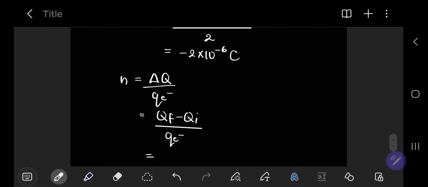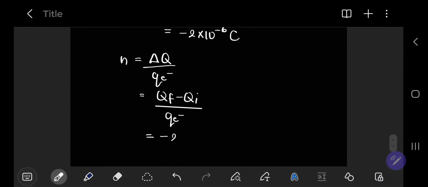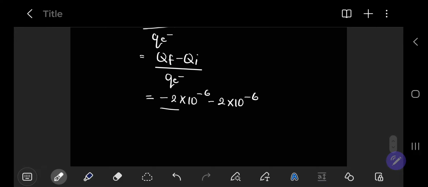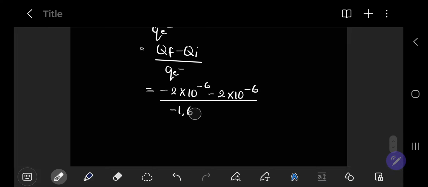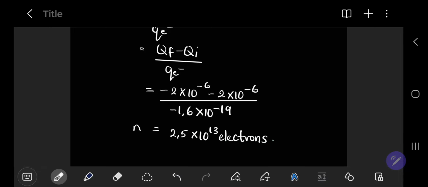So after separation, QB had a charge of negative 2 times 10 to the minus 6. Initially, before separation, QB had a charge of positive 2 times 10 to the minus 6. So this minus that I have in front is just from the formula. And in the denominator, the charge of an electron, negative 1.6 times 10 to the minus 19. Now putting this on your calculator, you should get 2.5 times 10 to the power 13 electrons.